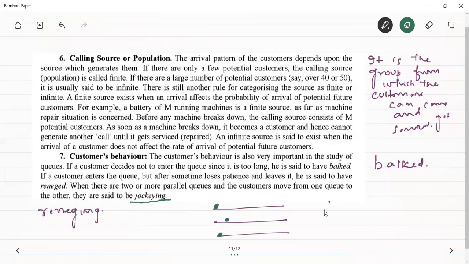There's one more class of the customer that is known as the cheater. Cheater means what? He bribes people, or is involved in some fighting or argument to get the service faster. Although it's not mentioned here, another way to classify customer behavior is the cheater. So we have seen balking, jockeying, reneging, and cheater.